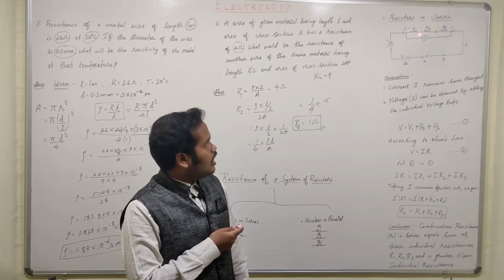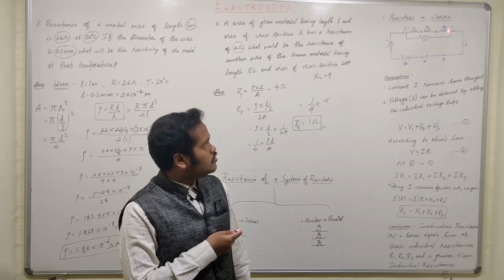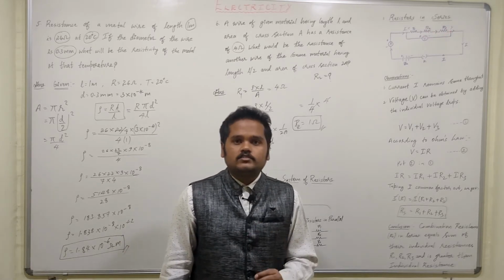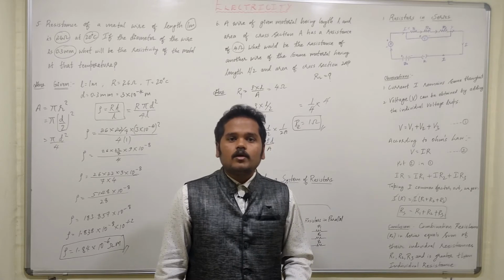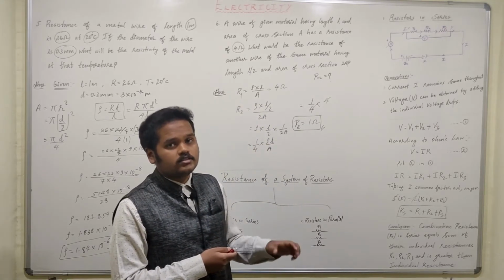The voltage across R1 is dropped. The voltage across R2 is dropped. The voltage across R3 is dropped, which varies. The current remains the same, but the voltage drop across each resistor varies due to the resistors.